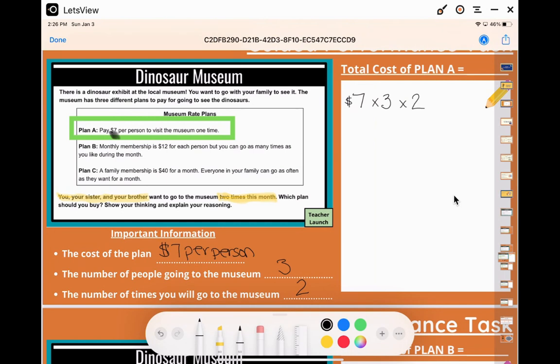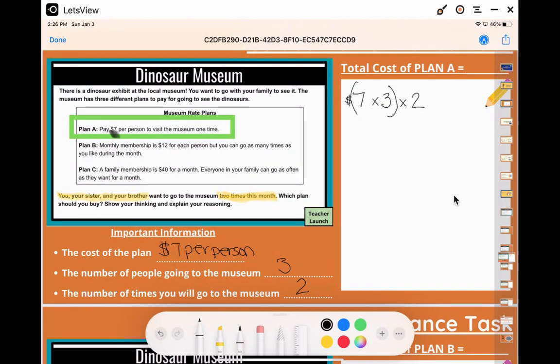I'm going to start by multiplying 7 times 3. And I am going to use one of the strategies that just makes sense to me. And I like to use the tape diagram. And so I am going to start with a 7. I'm going to put it in a box. And then I'm going to do another 7. And then I'm going to do another 7. Because remember, it's 7 times 3. And so I know 7 plus 7 gives me 14.